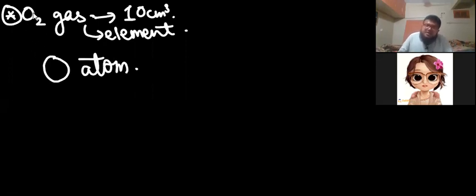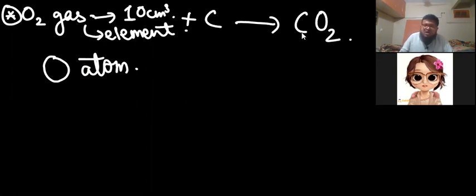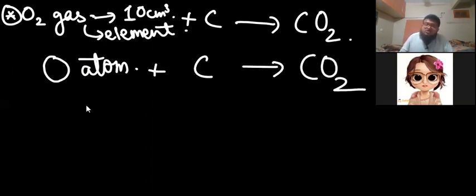The chemical properties of these two are going to be the same. For example, if I react oxygen with something, for example carbon, it's going to give me carbon dioxide gas. Similarly, if I combine this oxygen atom with a carbon, I can still get carbon dioxide gas as well. If I take two atoms of oxygen, I can still get carbon dioxide. So this is a chemical reaction that is taking place over here.